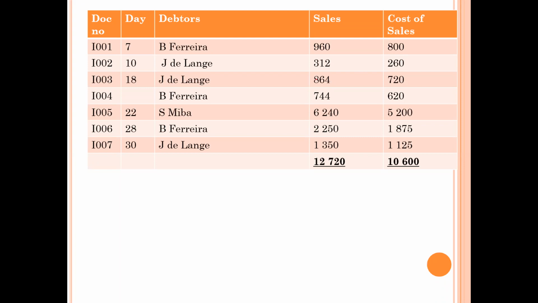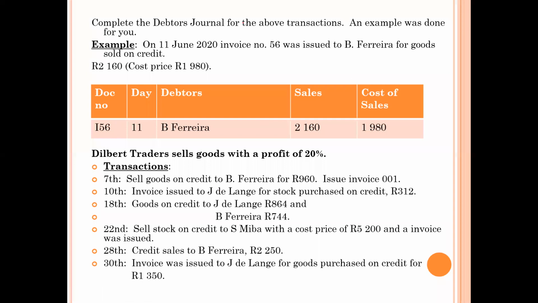So for this transaction, remember, the selling price was given. You need to calculate cost of sales. How do you calculate it? You need to know your formulas there. To calculate the cost of sales, you take sales times 100 divided by 100 plus the profit percentage, like in this case, 120. Right, I'm going back now to the previous slideshow.